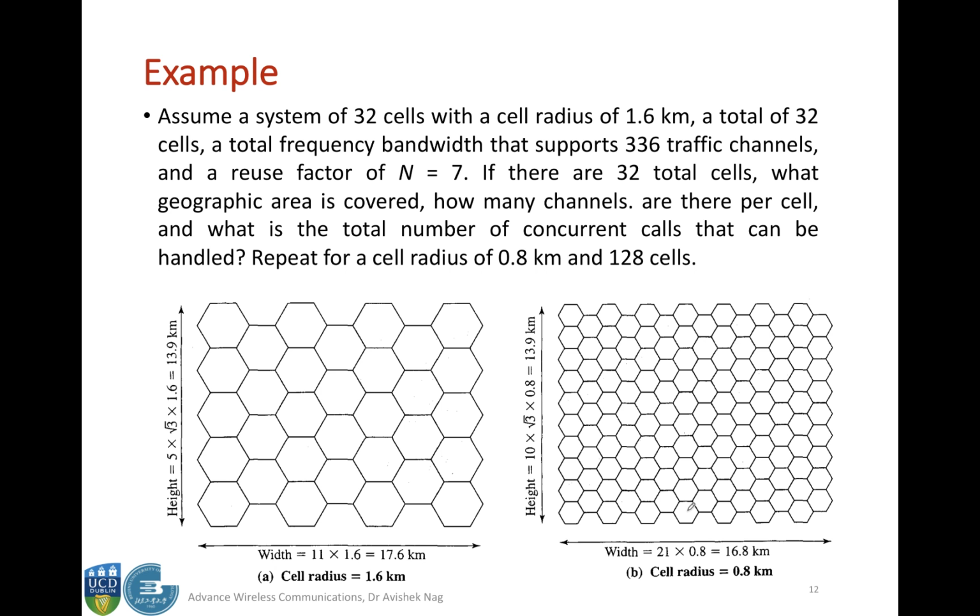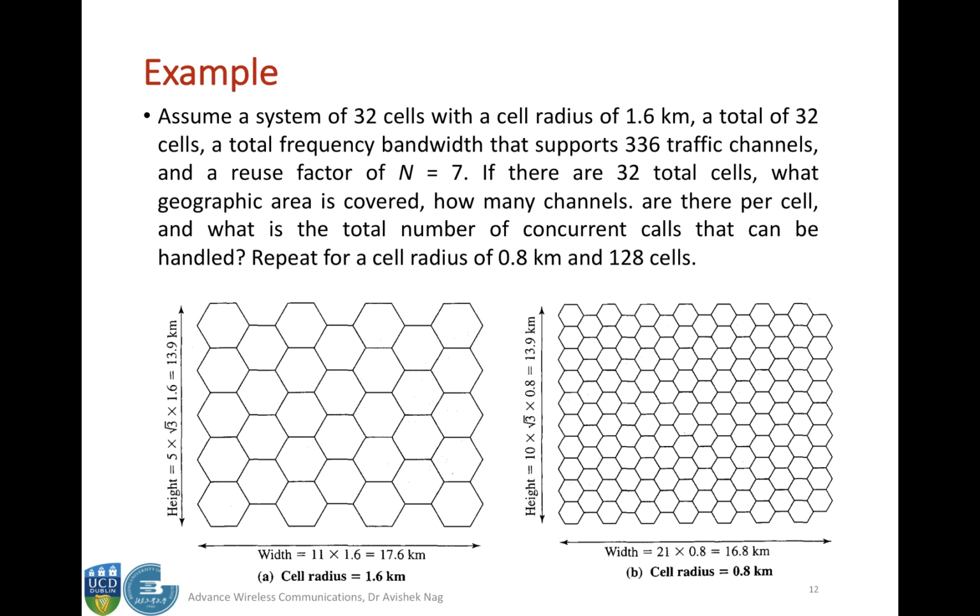So here is an example again. Assume a system of 32 cells with a cell radius of 1.6 kilometer. A total of 32 cells, a total frequency bandwidth that supports 336 traffic channels, and the reuse factor is equal to n equal to 7. So if there are 32 total cells, what geographic area is covered, how many channels are there per cell, and what is the total number of concurrent calls that can be handled? And then you have to repeat for a cell radius of 0.8 kilometer and 128 cells.